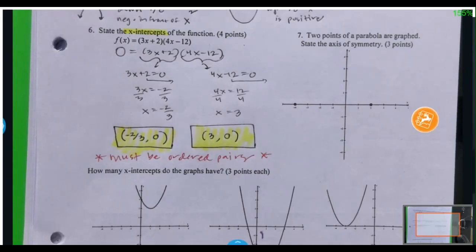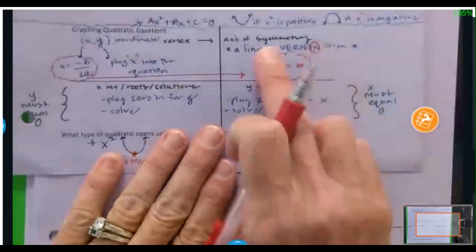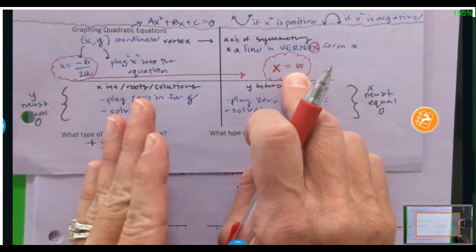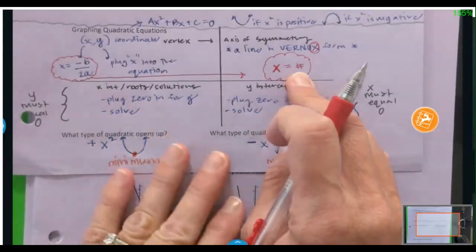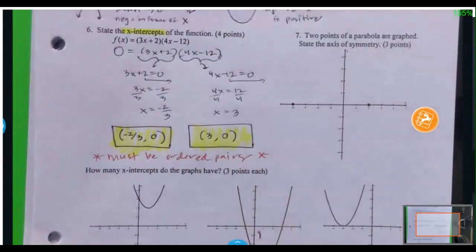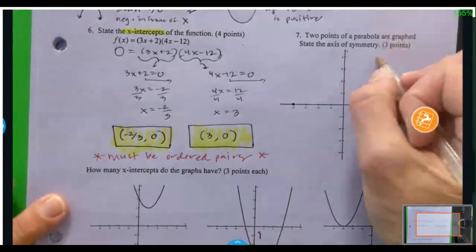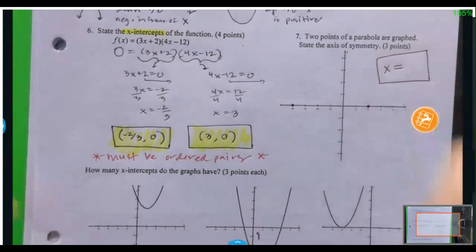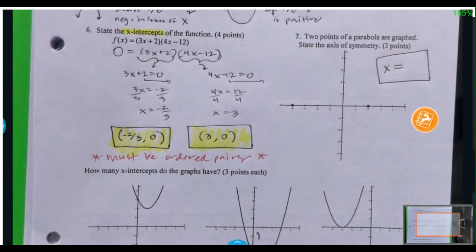All right, so number 7, it says 2 points of a parabola are graphed. In other words, we don't know the formula for this parabola. We don't know if it's an up U. We don't know if it's a down U. That doesn't really have anything to do with it. It says, what is the axis of symmetry? Now, if you remember, let's go to our notes. The axis of symmetry is just x equals some number. It is a vertical line that goes through the vertex. So I can go ahead and write down, I know it's going to be x equals some number. I might as well write that down. This is a line. It is not a coordinate. It is not an ordered pair, but it is x equals some number.